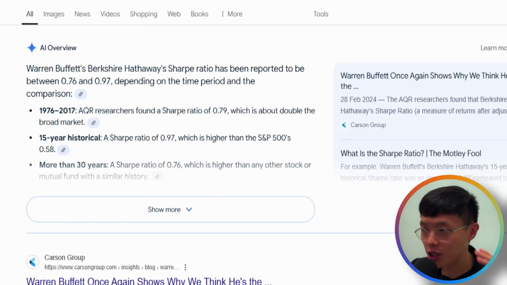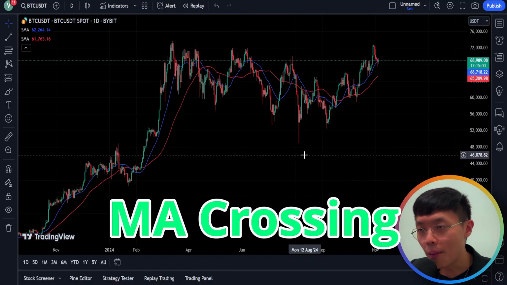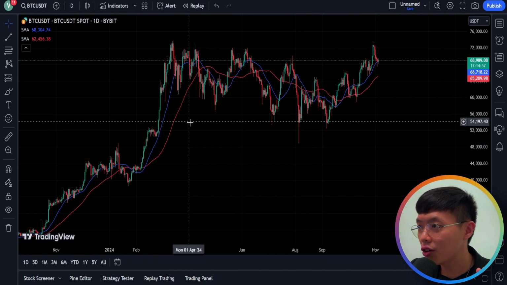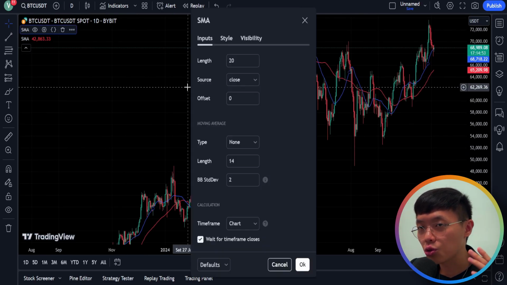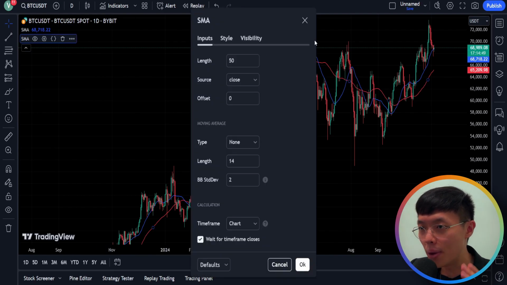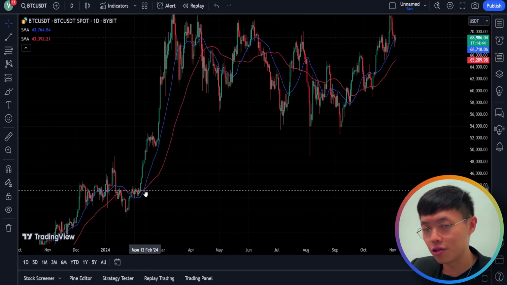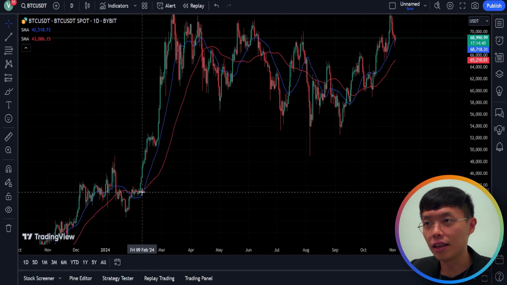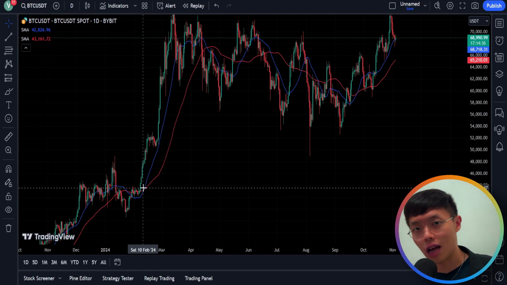First of all, we have to select a strategy first. And the strategy I want to showcase today will be MA crossing, as shown here on the charts. I have two simple moving averages, the 20 simple moving average and the 50 simple moving average. Basically, if the fast moving average, which is the 20 moving average, crosses above the 50, it indicates a bull trend, and the price will go upwards.